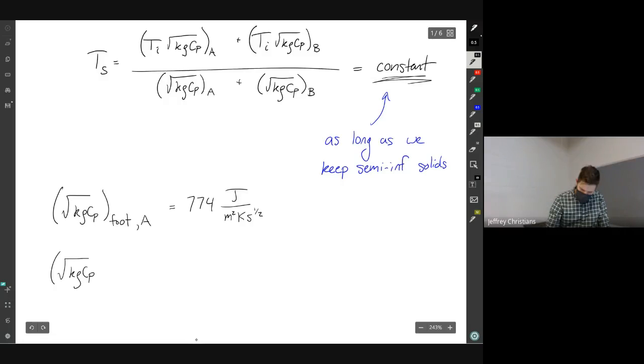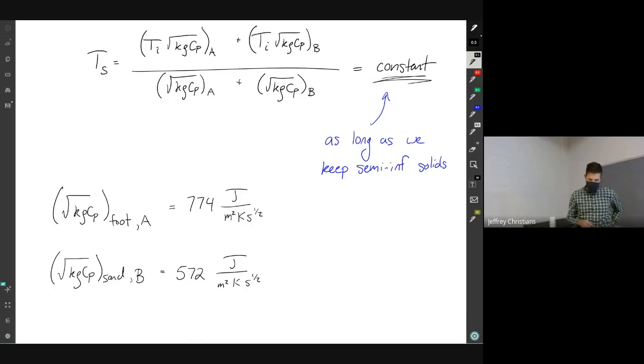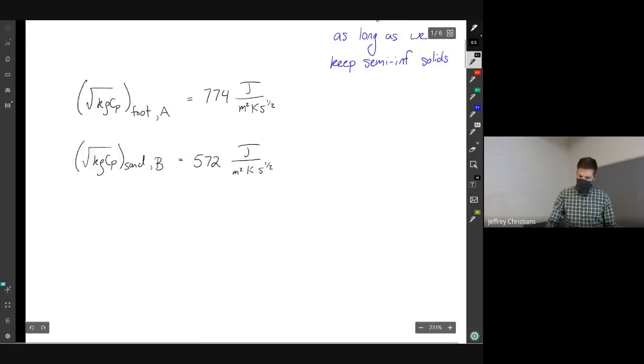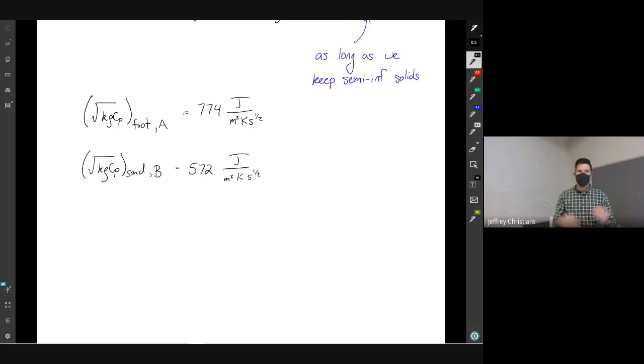And then the square root of k rho Cp for the sand, object B, is 572 joules per meter squared Kelvin second to the 1/2. So you get kind of this weird group of units, which is fine because we're using the same units on the top of our equation and on the bottom. So we don't necessarily have to get these into a special kind of unit so long as they're in the same unit system.